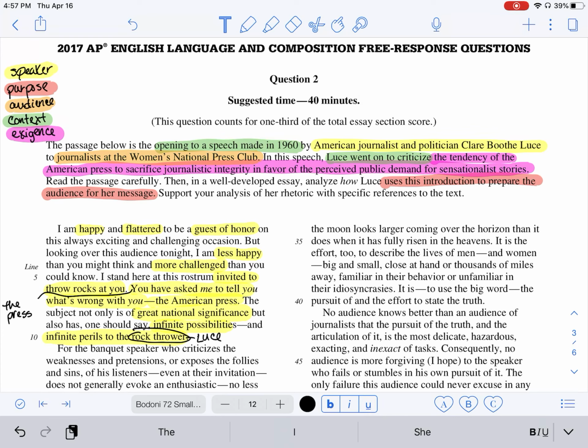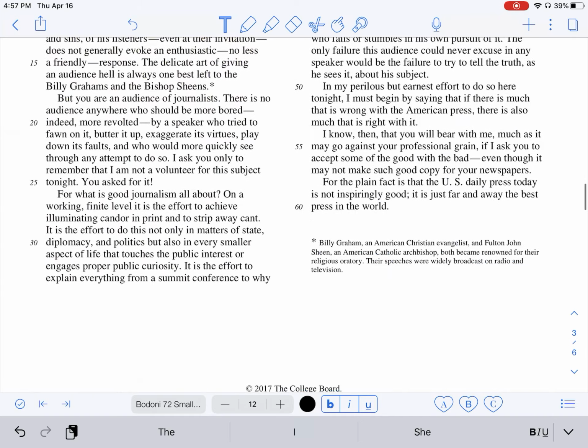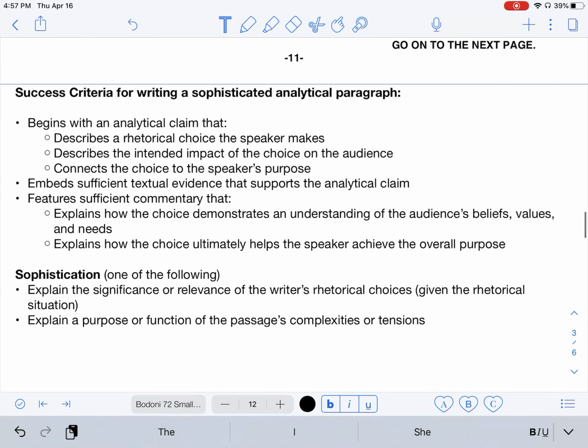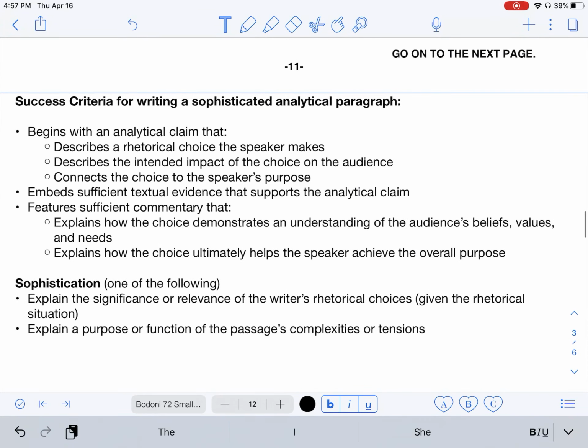All right. So the next thing we're going to do is look at the success criteria for writing a sophisticated analytical paragraph. You want to begin with an analytical claim that describes a rhetorical choice the speaker makes, describes the intended impact of the choice on the audience, and connects the choice to the speaker's purpose. Look at yesterday's video for a detailed model video on writing an analytical claim.